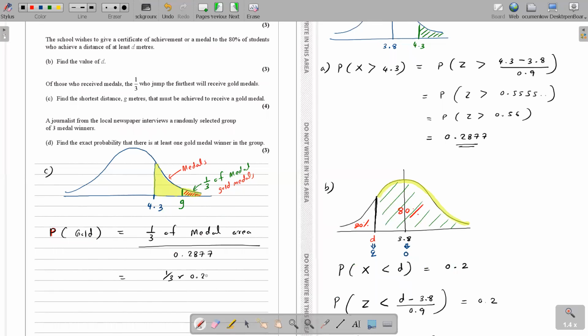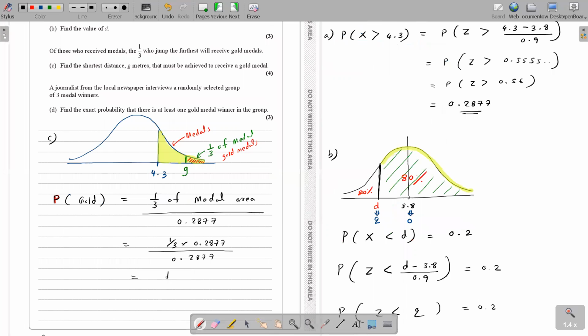1/3 of 0.2877 divided by 0.2877. It's 1/3, right? So it's just 1/3. So the probability of winning a gold is 1/3.